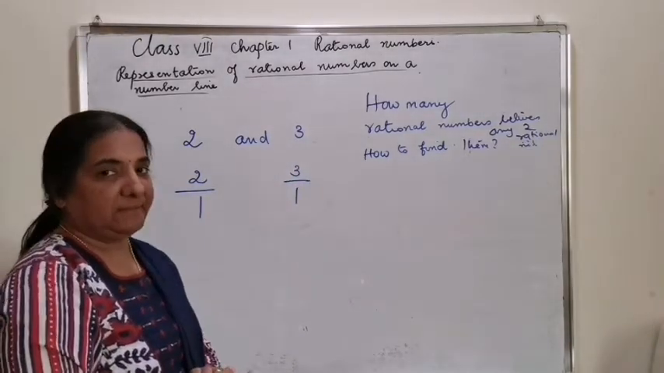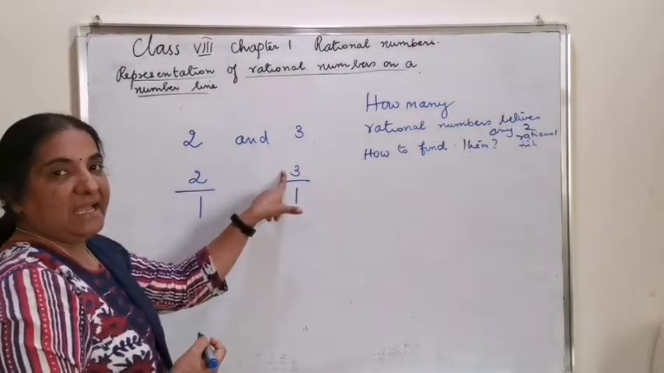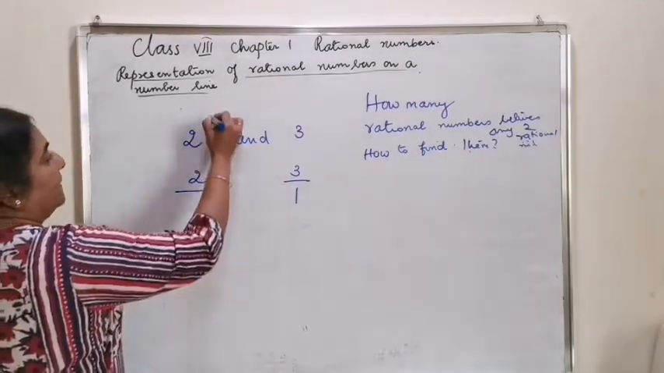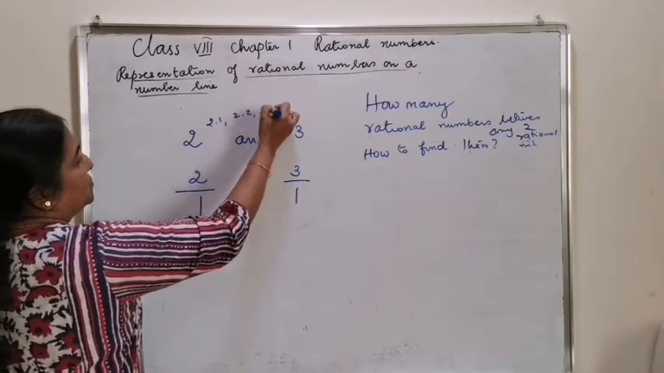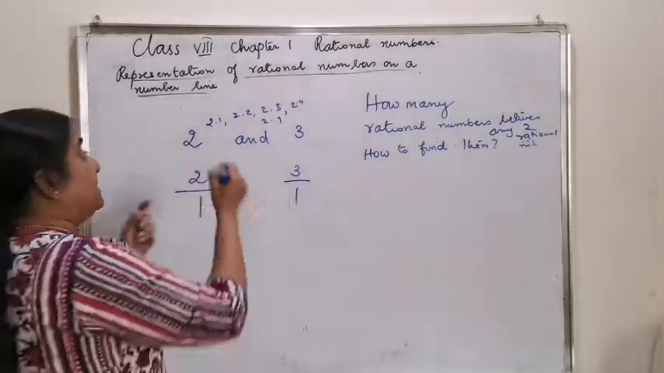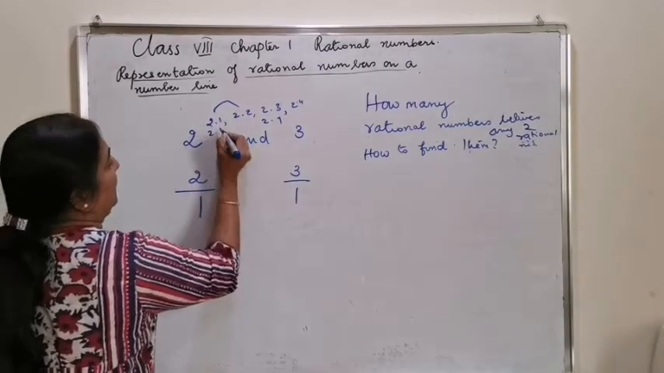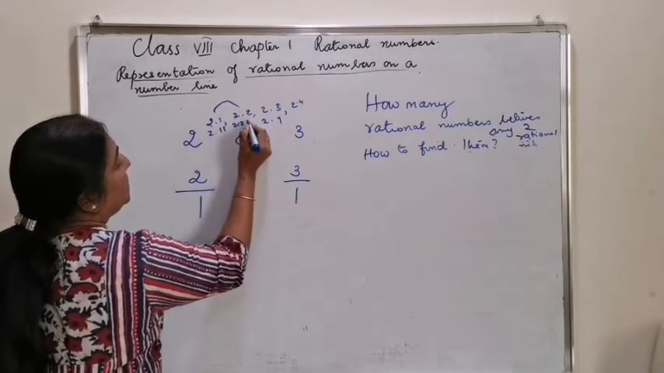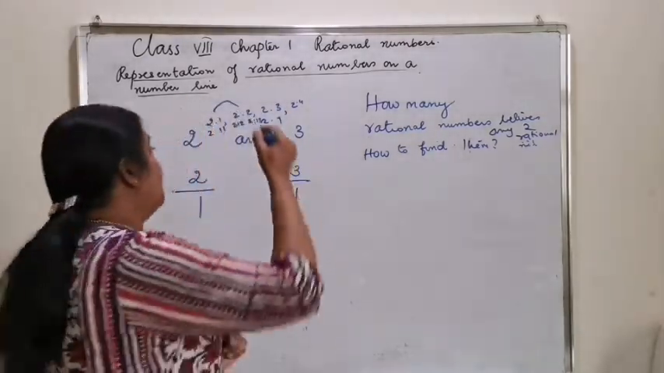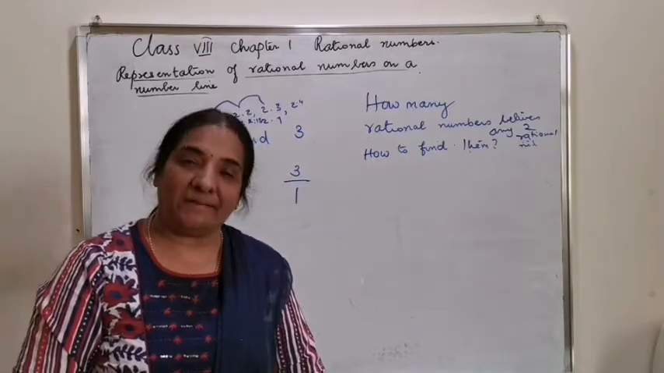That is the first method. And now, if you know 2 and 3 as whole numbers, between 2 and 3 you can see 2.1, 2.2, 2.3, 2.4 up to 2.9. Again, between 2.1 and 2.2, you can write 2.11, 2.12, 2.13 and so on. That is, between 2.2 and 2.3 also, as many numbers as you want, you can write.